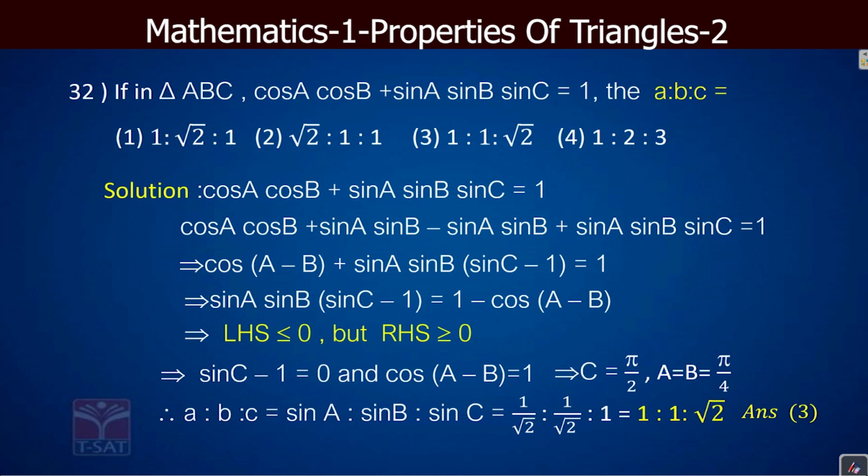So please see here, we didn't use any sine rule or cosine rule or anything, just elementary methods. The important concept, the technique, is simply adding and subtracting sin A sin B on the left hand side, and observing that the sine and cosine functions always lie between minus 1 and plus 1.